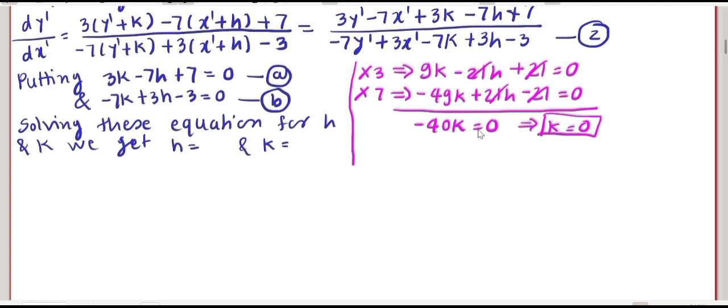Now putting this value of k in equation A. Therefore equation A implies, after putting k is equal to 0, we get minus 7h plus 7 is equal to 0. So therefore we get the value of h is 1.